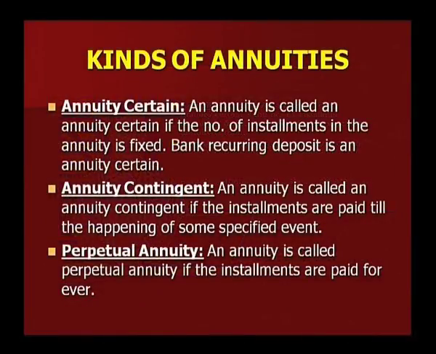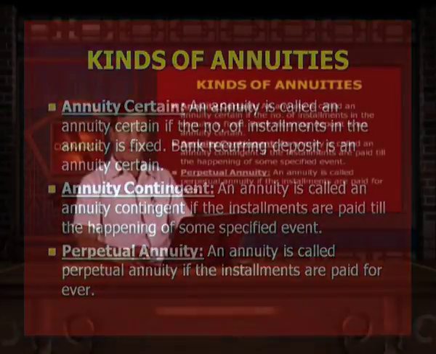Kinds of annuities. Annuity certain. An annuity is called annuity certain if the number of installments in the annuity is fixed. A bank recurring deposit is an annuity certain. Annuity contingent. An annuity is called annuity contingent if the installments are paid till the happening of some specified event. Perpetual annuity. An annuity is called perpetual annuity if the installments are paid forever.